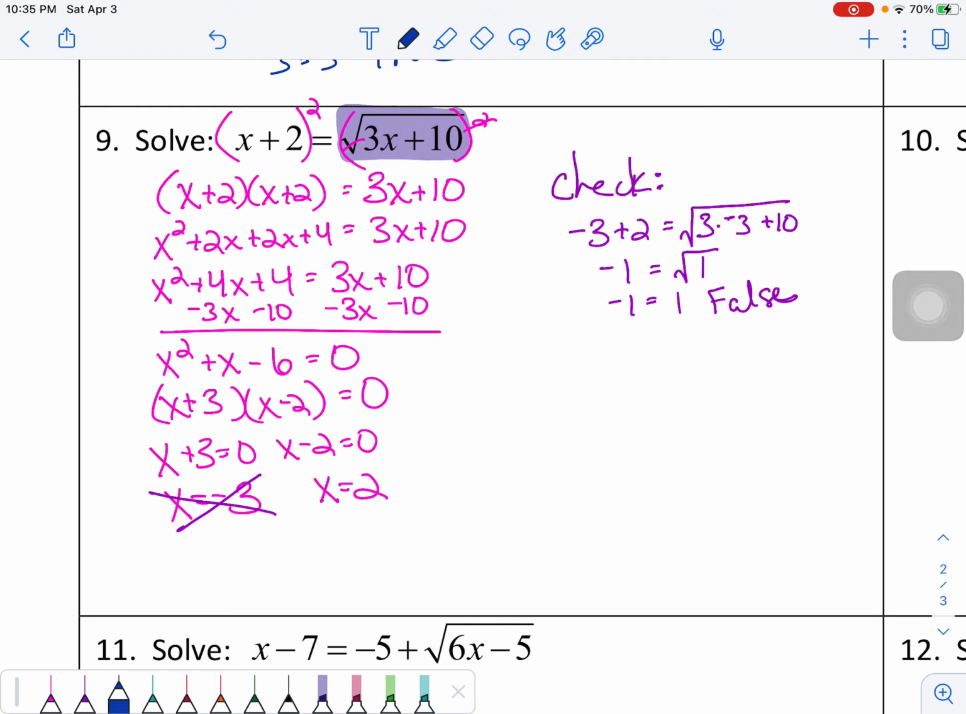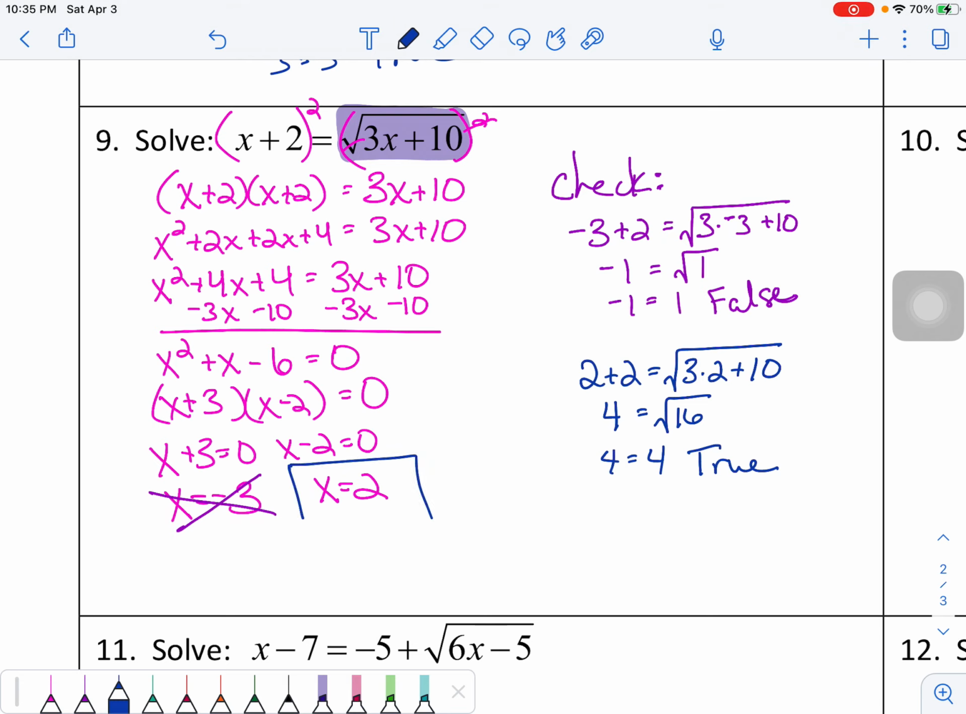So let's check the other value for x. So 2 plus 2 equals the square root of 3 times 2 plus 10. So 2 plus 2 is 4. 3 times 2 is 6. 6 plus 10 is 16. Square root of 16 is 4. That is a true statement. And so you now know that we had only one solution here of x equals 2.